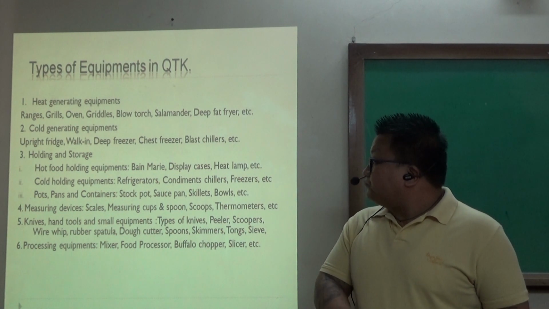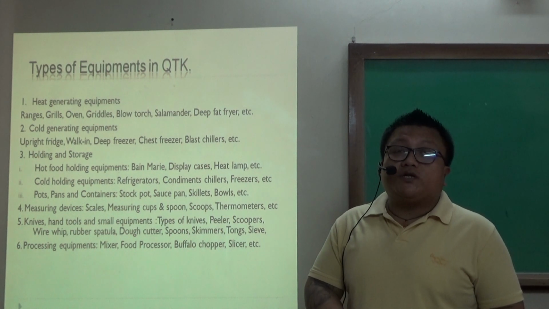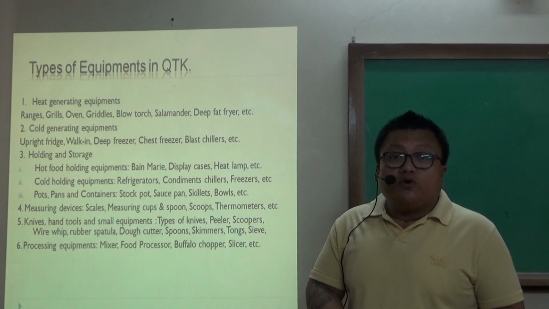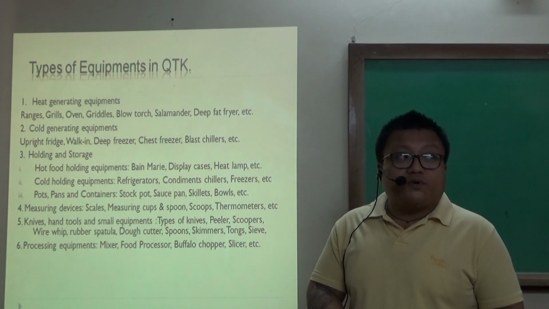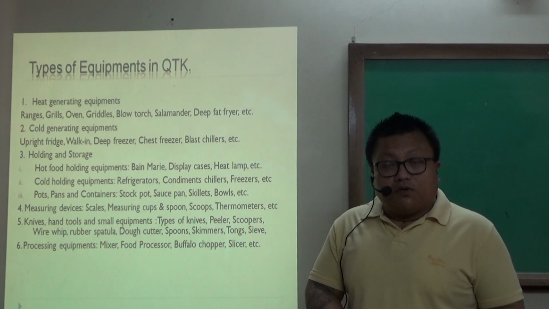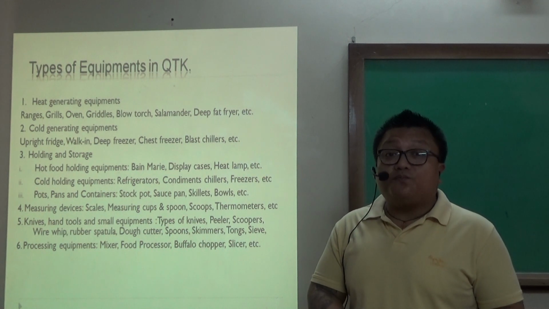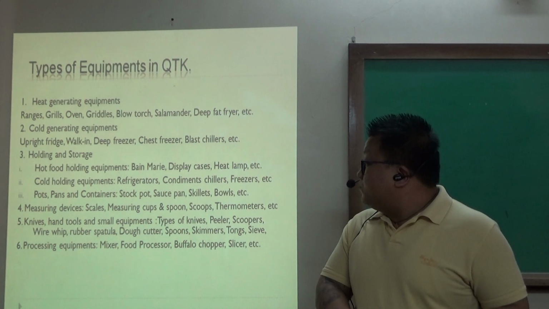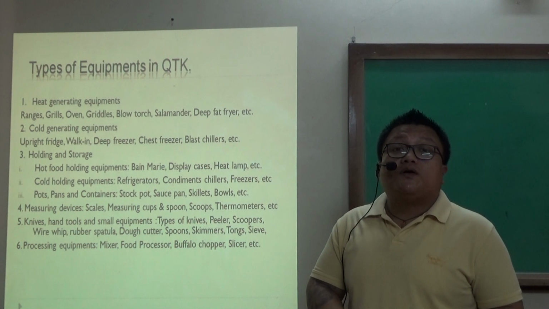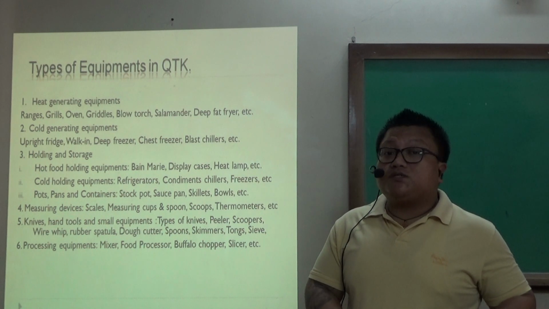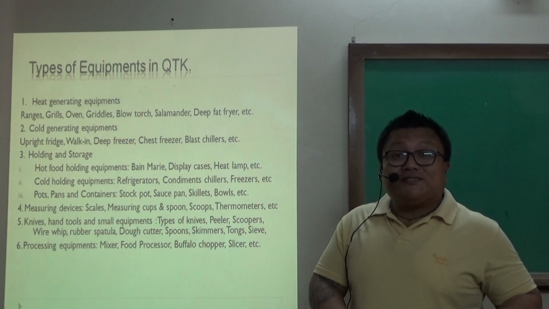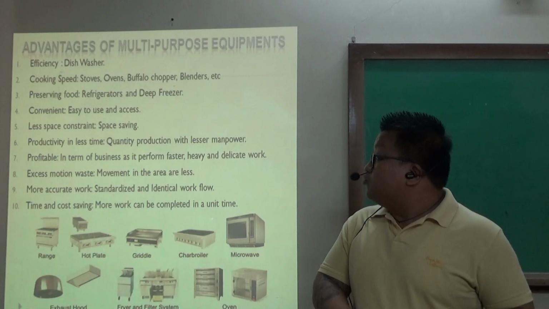Processing equipment. Processing equipment are those where the food is mixed, the raw materials are blended together, and the food mixes are made into puree. For example, the mixer, food processor, and buffalo chopper, where the human or manual work is reduced as per the requirements, needs and necessity of the tools.